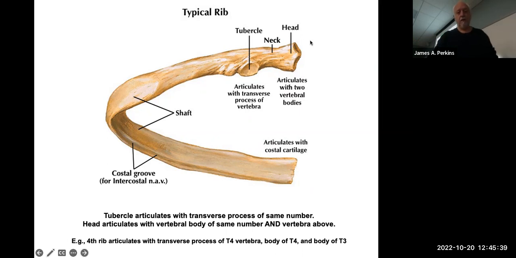Okay, so the head of each rib articulates with two vertebrae. It has a larger articulation with the vertebra of the same number, and a somewhat smaller articulation with the vertebra immediately above that. And then the tubercle articulates with the transverse process of the vertebra that has the same number. So there's an example down here that, for example, the fourth rib articulates with the transverse process of T4 and also articulates with the bodies of T4 and T3.